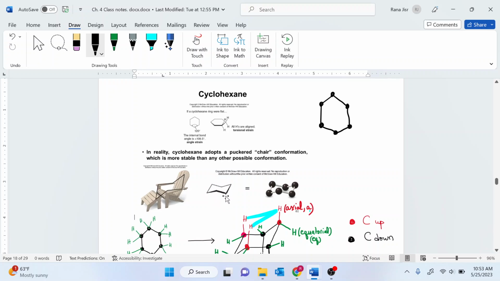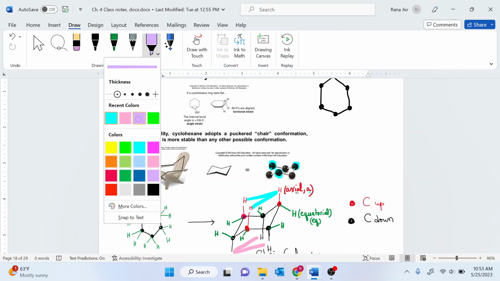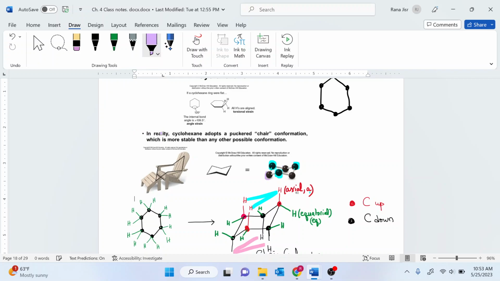With the chair conformation, normally we have three carbons pointing up, three carbons pointing down. This carbon is pointing up, this carbon is pointing up over here, and this carbon is pointing up there. This is the molecular model for cyclohexane. And then we have the three carbons that are pointing down. This carbon is down, this carbon is down, and this carbon is down. To know if the carbons are up or down, just trace the direction of the bond. If the direction of the bond is pointing upwards, then the carbon is going to be up. If it's pointing downwards, then the carbon is going to be down.